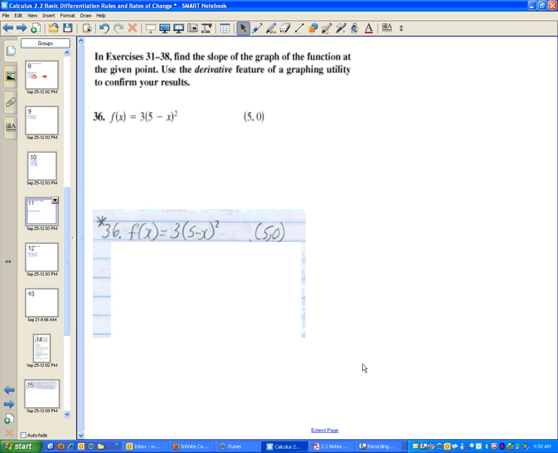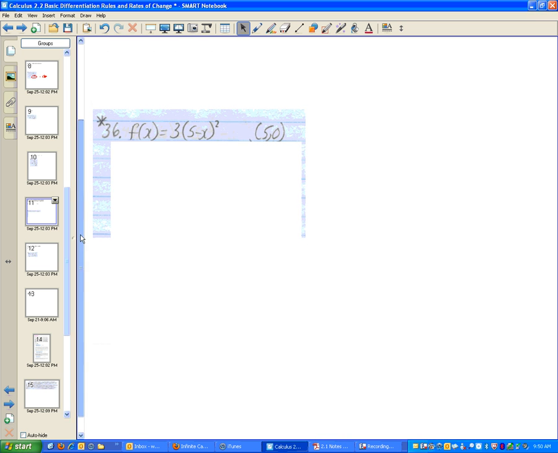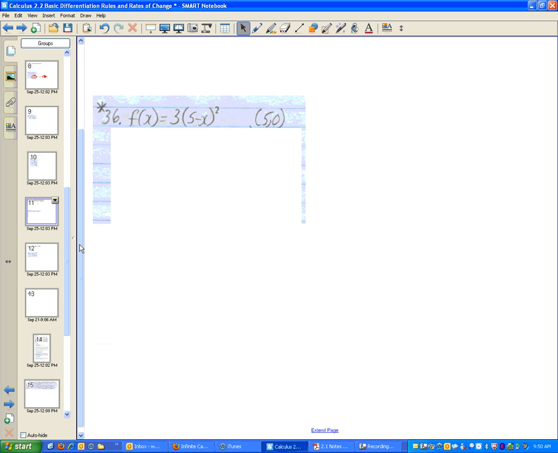Now, even though we now have some theorems to help us with finding our derivatives, the derivative is still the slope, isn't it? It's just that we don't have to use the limit as delta x approaches 0 of f of x plus delta x minus f of x all over delta x. We could, but I don't suggest it. I suggest using these theorems.